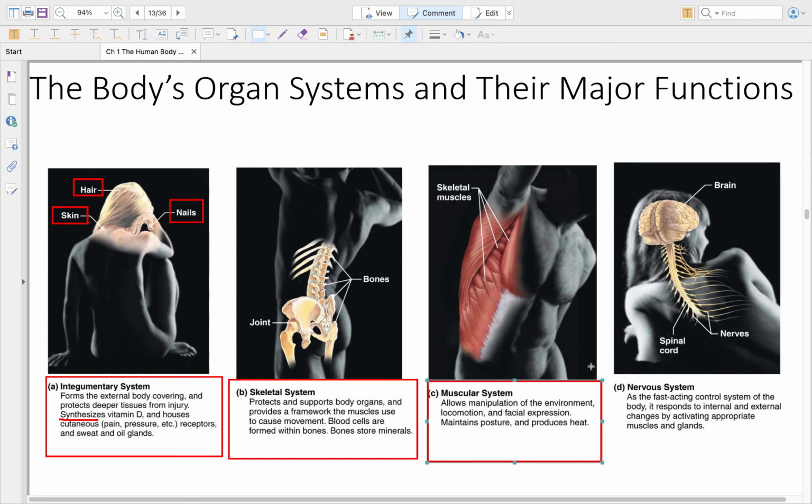Alrighty, now your nervous system. Your nervous system is the boss. Your nervous system, your brain, spinal cord, and nerves, they control every other system in the body. It's the boss. Okay?